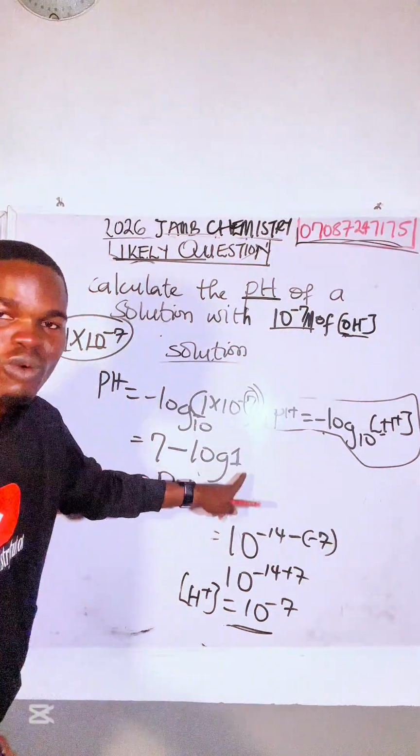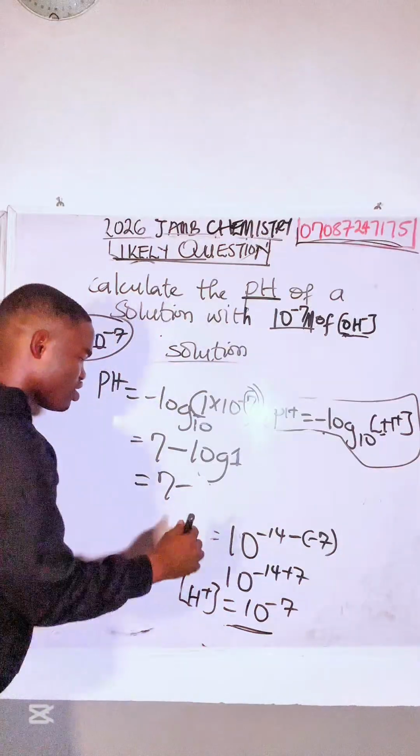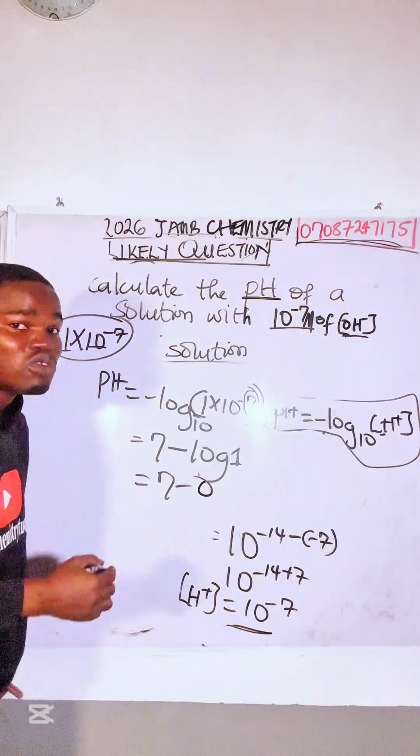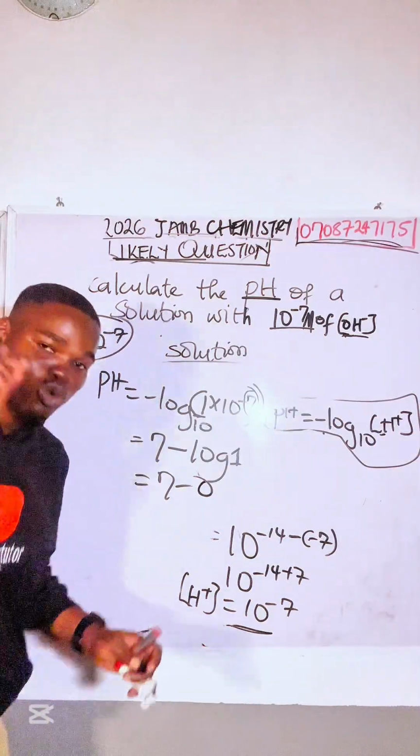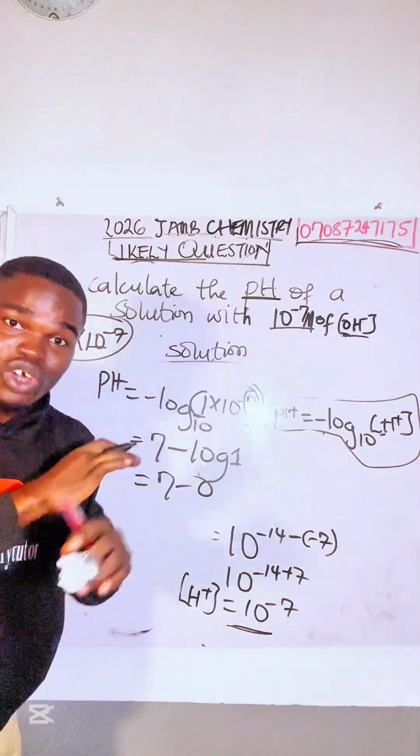So how do I know that log 1 is what? Note that log 1 is 0. Now you don't know why. I'm going to teach you how to know from log 1 to log 10 offhand. You know it offhand.